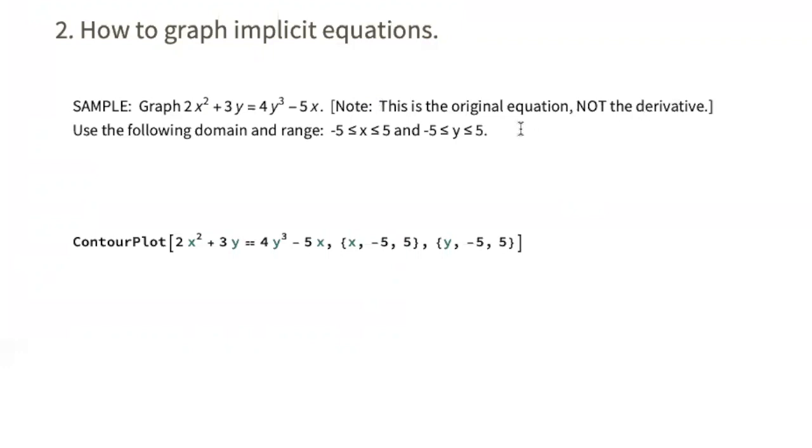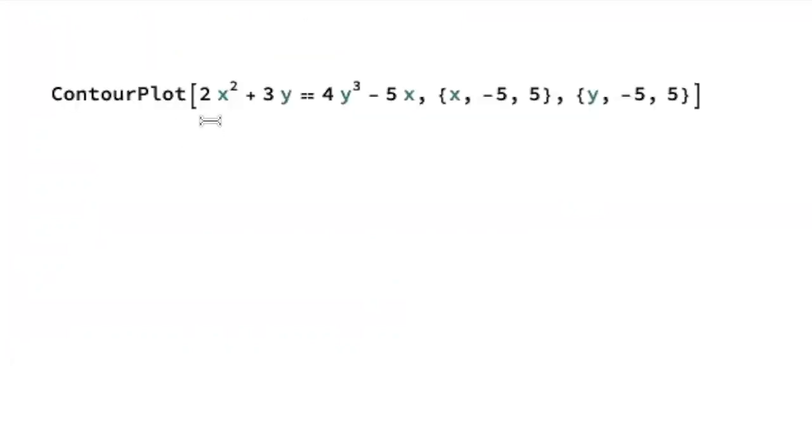And I'm given a domain and range. In order to do this, you don't use the Plot command. You use the ContourPlot command, square bracket, of course. And notice when I type in my function here, since I'm not taking a derivative, I don't have to declare my y as a function of x. I've typed in my function in just the standard way, but with that double equal sign.